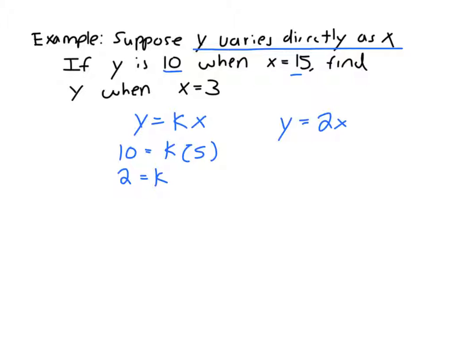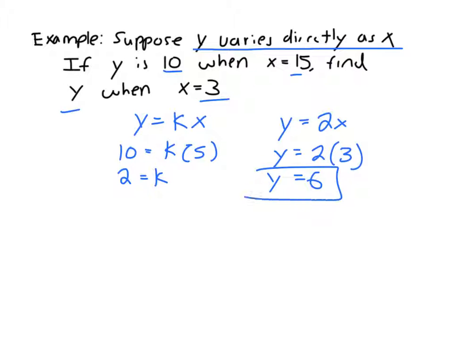So let's plug in x equals 3 and figure out what y is. So y equals 2 times 3, which is 6. It said find y when x equals 3. That's what we found, y equals 6. Let's go ahead and do another example.